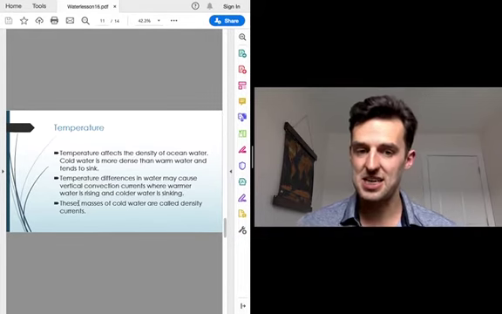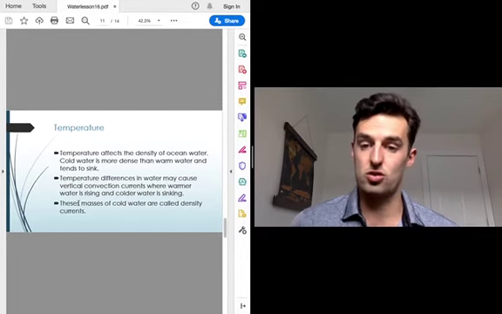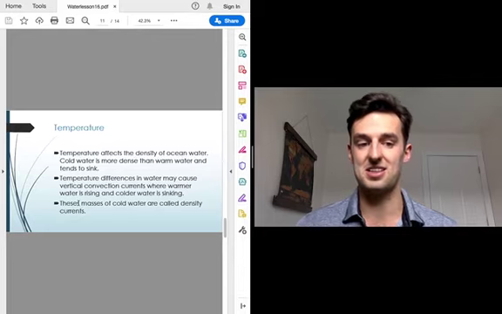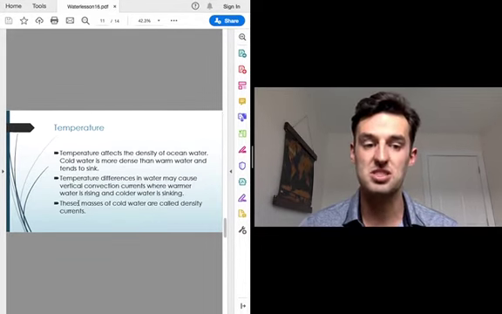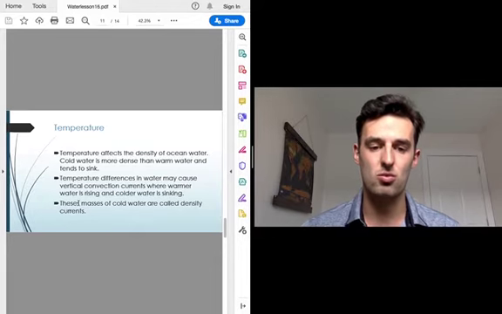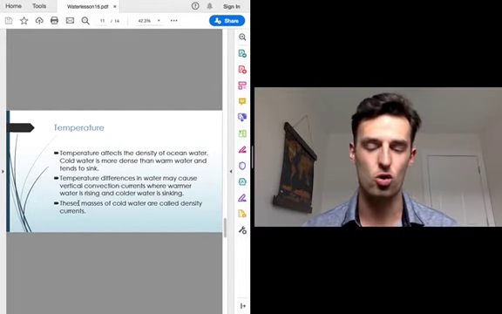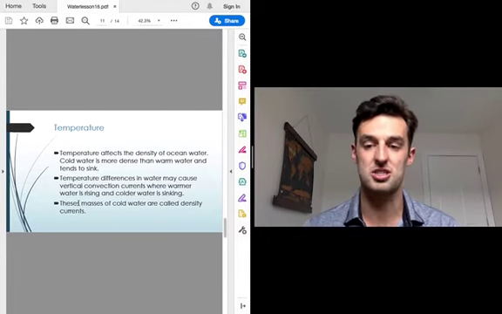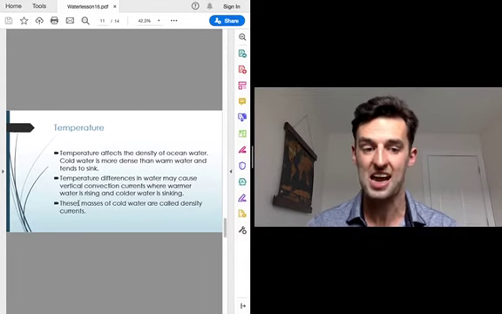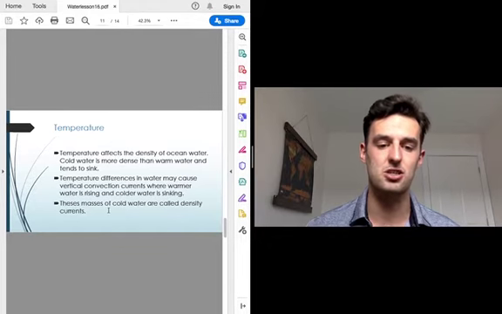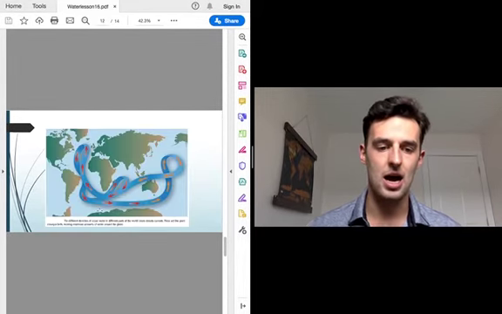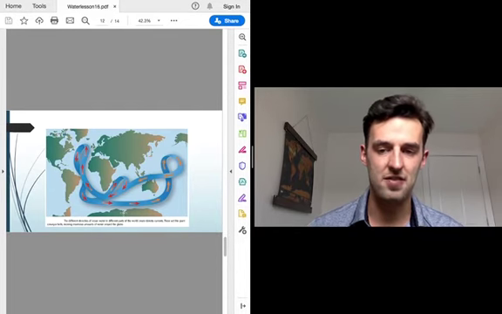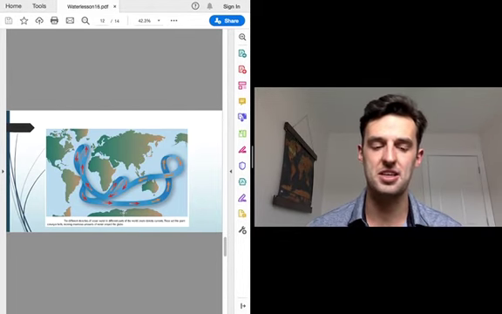Temperature affects the density of ocean water, as we've talked about. If it's colder, it's more dense. If it's warmer, it's less dense. So cold water is more dense than warm water, and it tends to sink. The temperature differences in water may cause vertical convection currents, where warmer water is rising and colder water is sinking. Convection currents can occur in water as well. It's not just an air thing. These masses of cold water are called density currents. This is just showing you an example of that. You don't have to look too far into that.